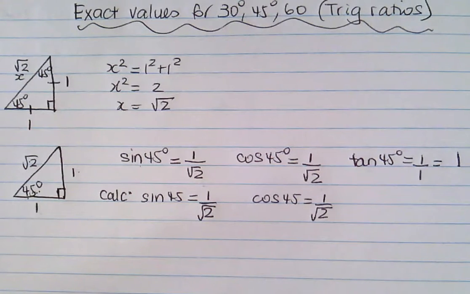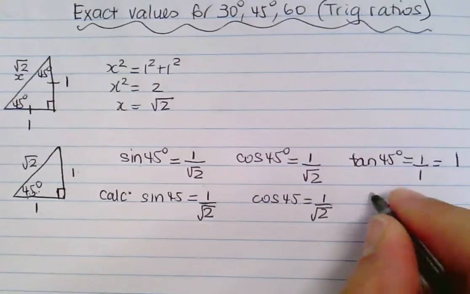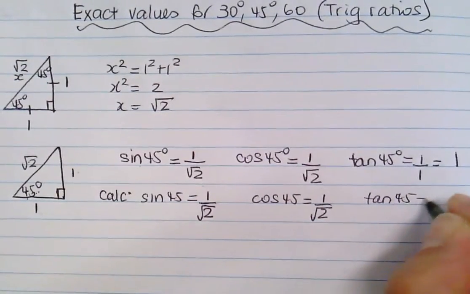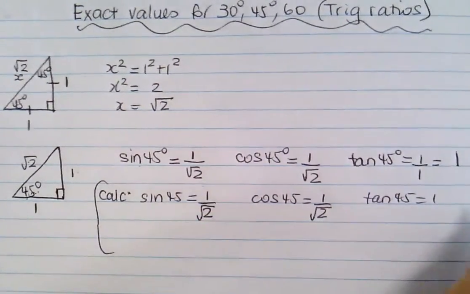2 times 2 is 4, the square root of 4 is 2. 3 times 3 is 9, the square root of 9 is 3. You would only change back if you got one of those answers. All right? And on the calc, tan 45 is 1.